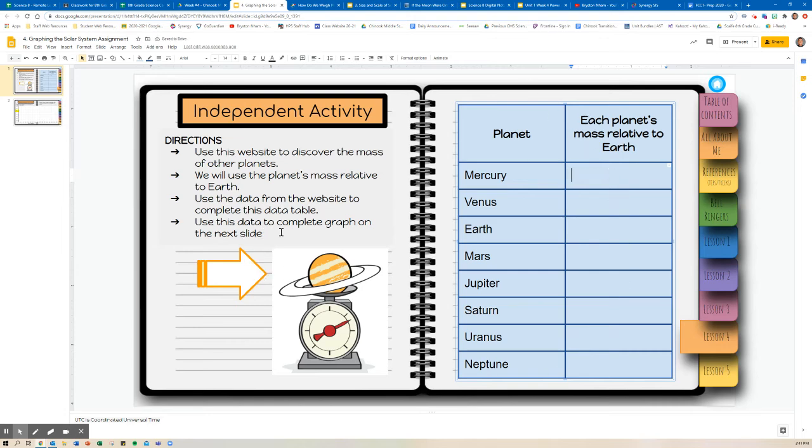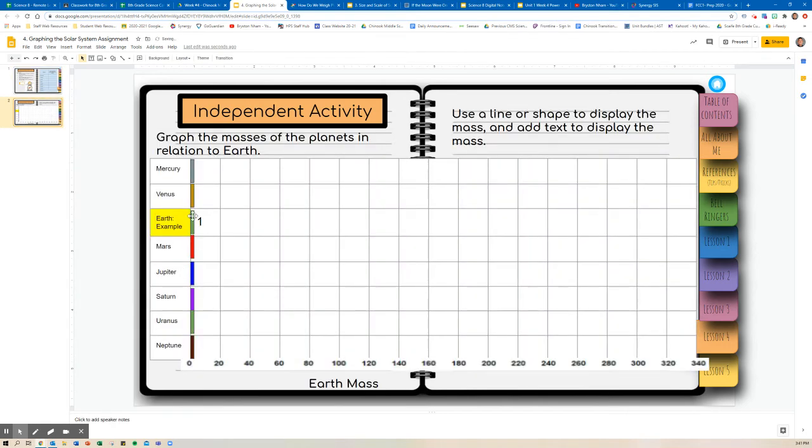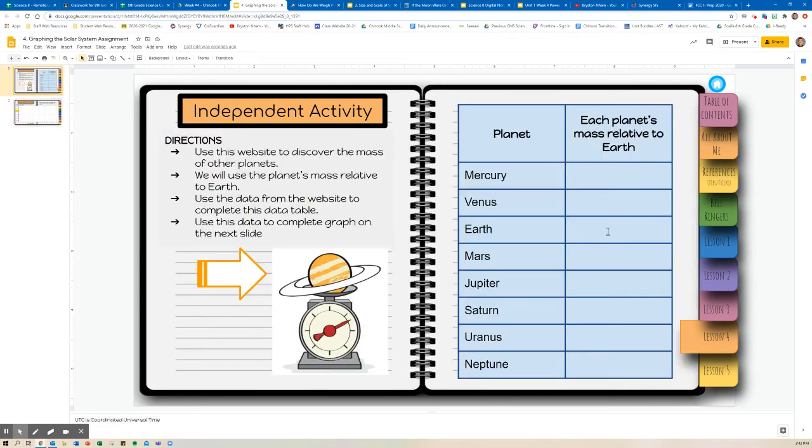Once you have that, you are then going to go to this next slide. What I'm asking you to do on this next slide is graph the masses of the planets in relation to Earth. This is where it gets a little tricky. As you can see, for Earth, I gave you this example as 1, and I kind of give you that. And if you go back up here, I'll give you this hint: Earth's mass relative to Earth is going to be 1.0 because that's a one-to-one comparison.